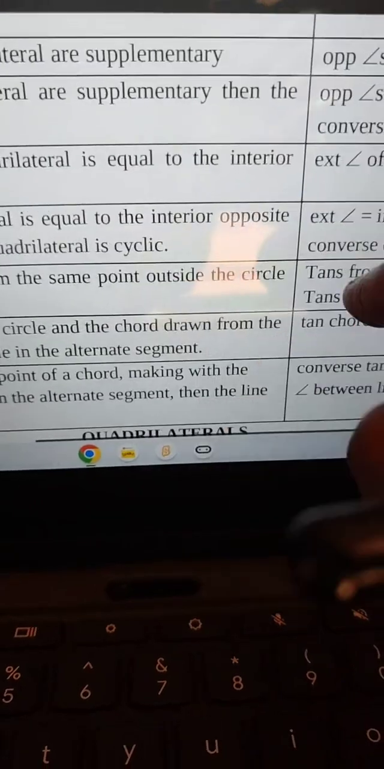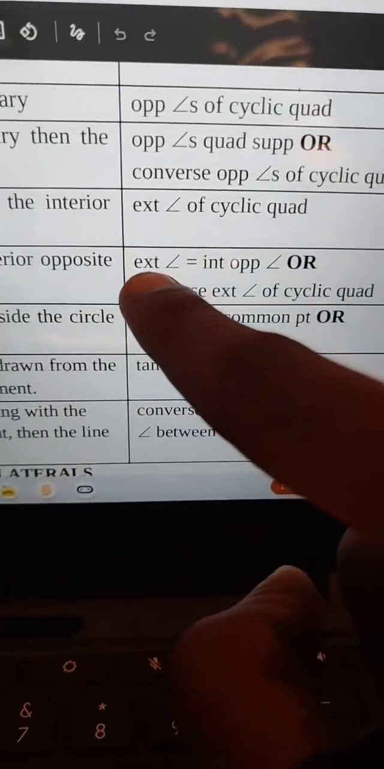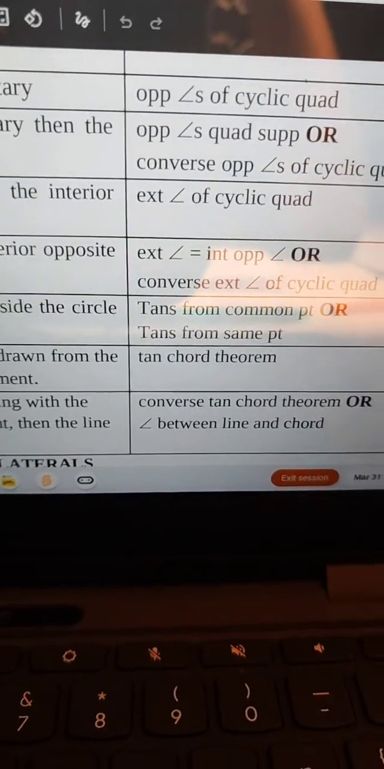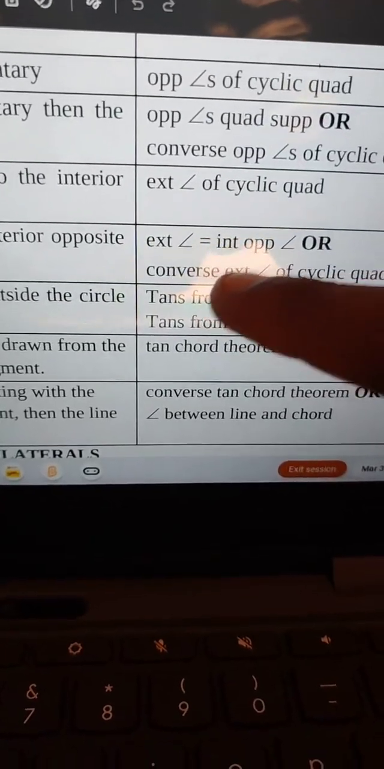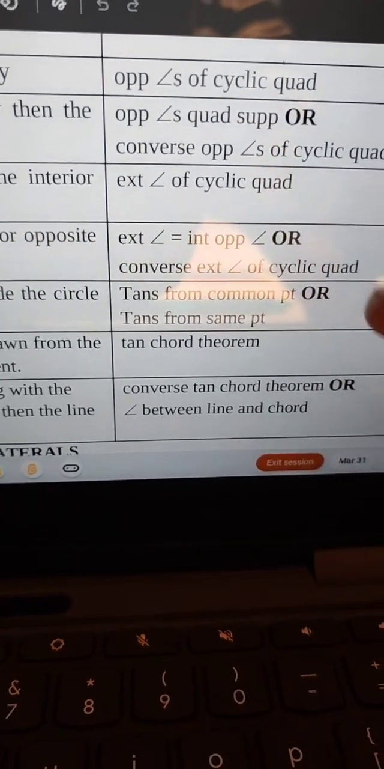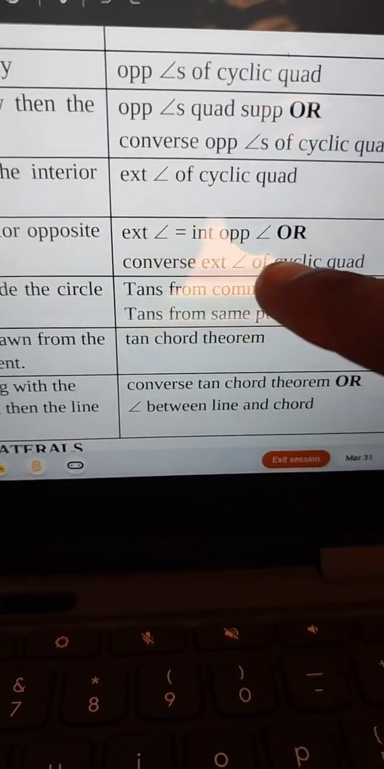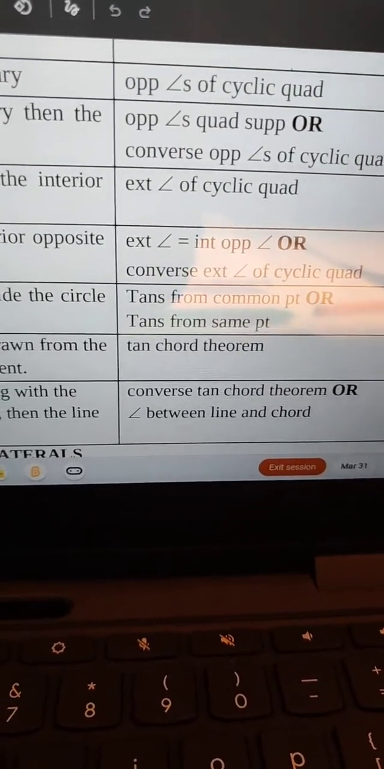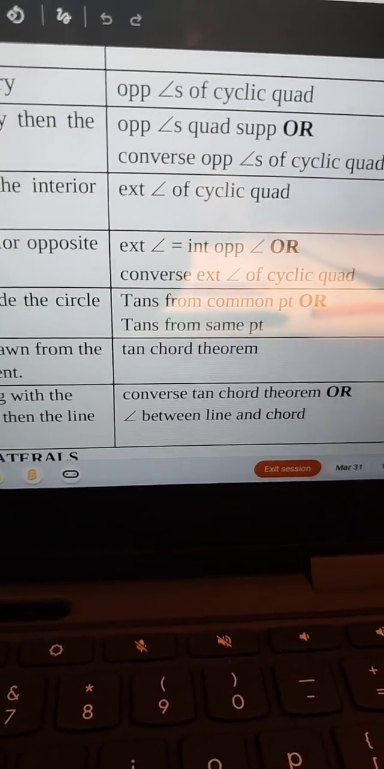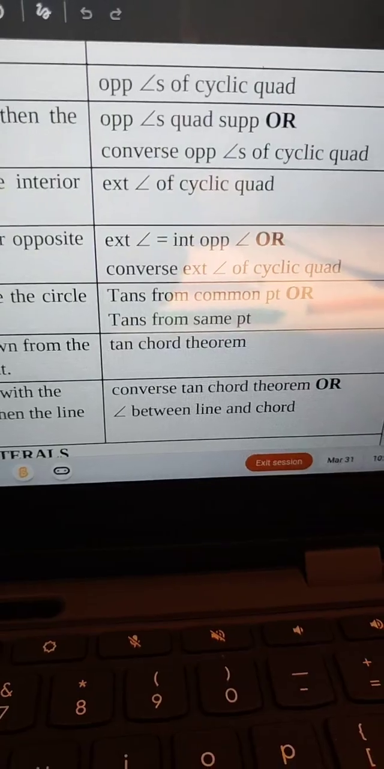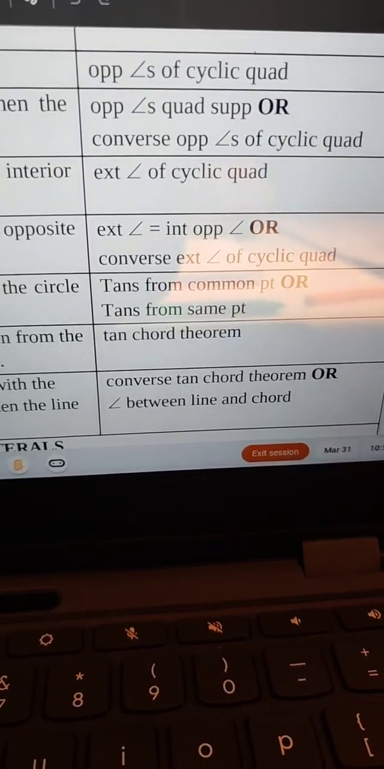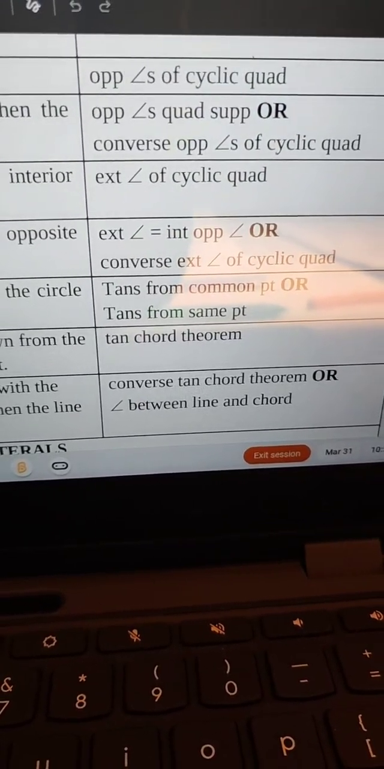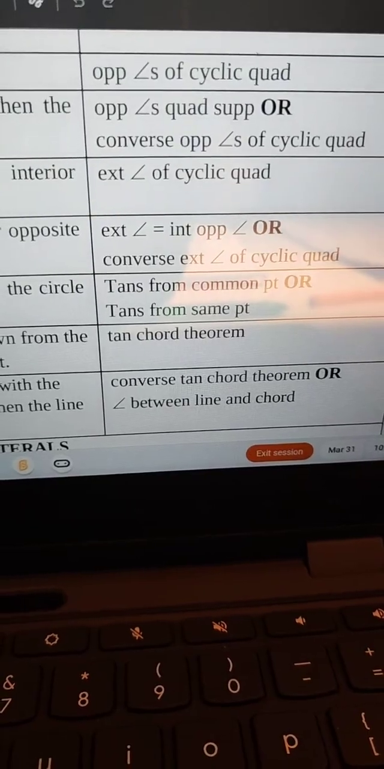Let's look at the acceptable reason that they write here. Look at this. Ext angle equal int op angle. Ext angle equal int op angle. Or you can say converse of exterior angle of cyclic quad. So you can say ext angle equal to int op angle. Or if you feel that will waste your time, guys, just say converse.